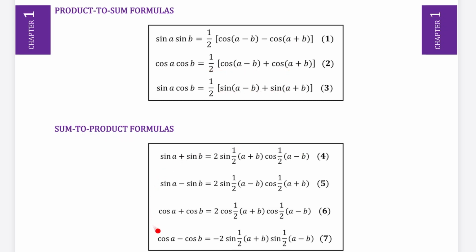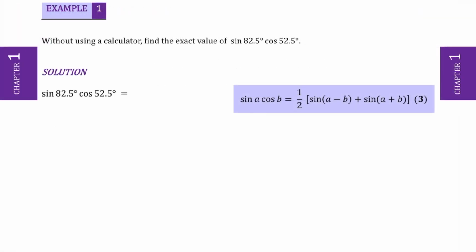And for sum to product formulas, you have these 4 formulas here, where you have sine A plus sine B, sine A minus sine B, cos A plus cos B, and cos A minus cos B. If you meet this type of expression later on, you can change it into a product. Usually we will use sum to product in establishing identities, in proving, because when you have something multiplied, this is easier to be cancelled out and simplified. Now let's try to use the formula.